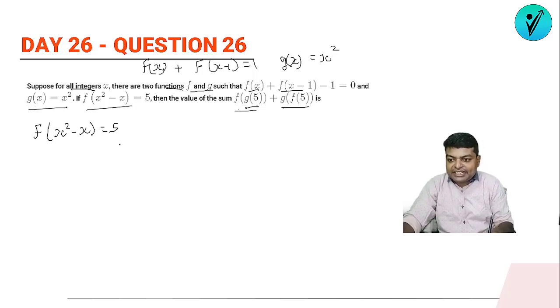एक एक करके सारा निकालते हैं. ठीक है, first of all let's get the value of g of 5. So g of 5 is what? Simply replace your x by 5. G of x is x square, right? So g of 5 will be 5 whole square, that is 25.